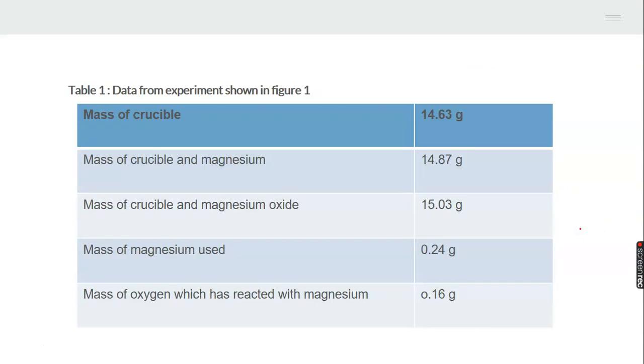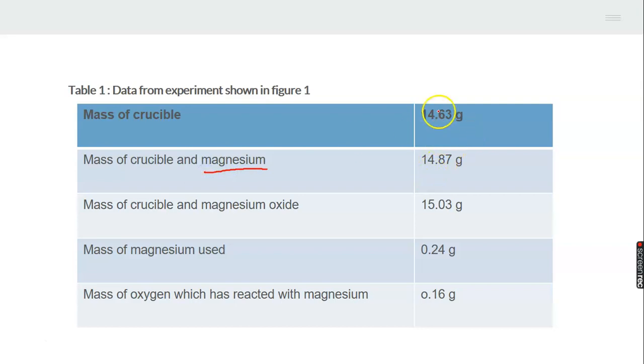So let's look at it. How can you get your masses? Initially, before you start your experiment, the crucible is a cup-like material, which you saw earlier, so you can weigh that in the lab. For instance, I weighed my own crucible to be 14.63 grams. The mass of crucible and magnesium, don't forget we are using magnesium ribbon. When you weigh that ribbon and add it to the crucible, it will give you 14.87 grams.